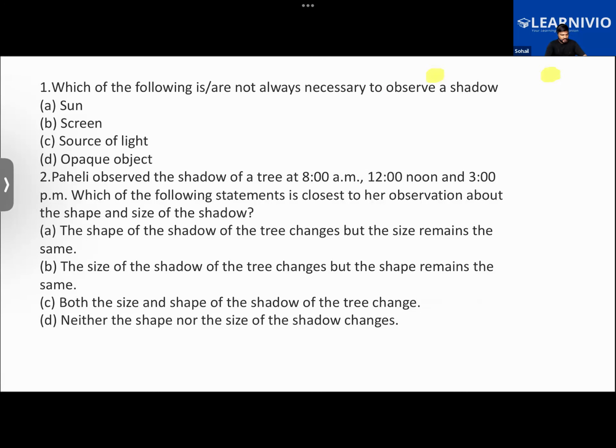Which of the following is or are not always necessary to observe a shadow? Light, screen, sun, opaque. Sir, sun. Sun, no? Exactly. Sir, we can use any source of light. Exactly. Okay, question number 2.